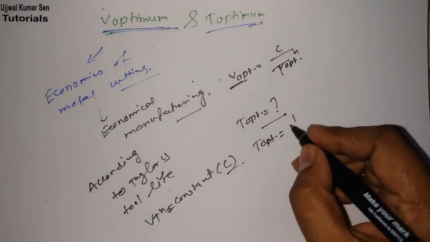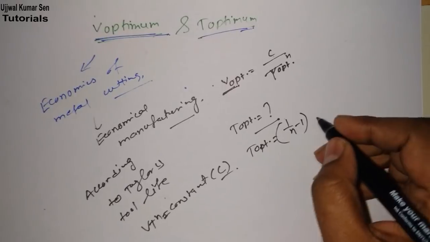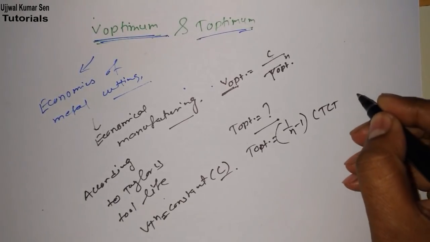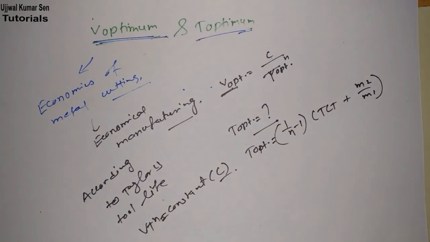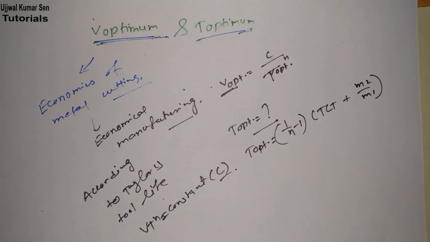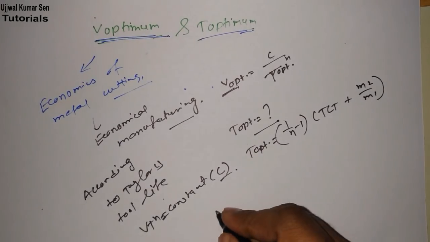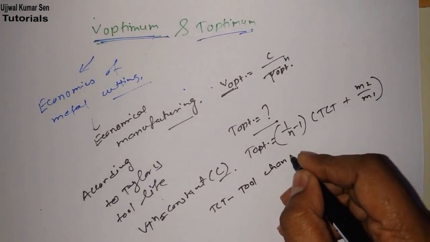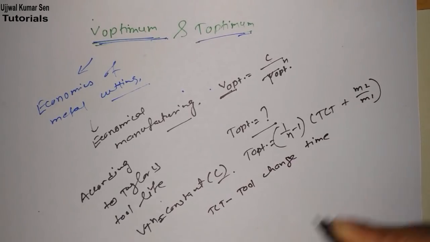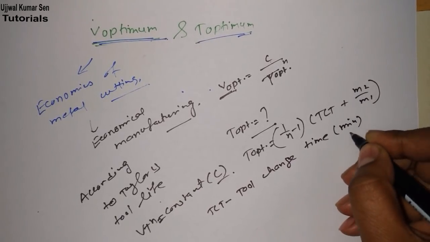Let me share a formula which we have used a lot of times: T optimum is equal to (1/n minus 1) times (TCT plus M2 by M1). Now probably you don't know what is n. Well, I have already shared that n is the tool life exponent, right? And TCT is tool change time, and of course, it should be in minutes.